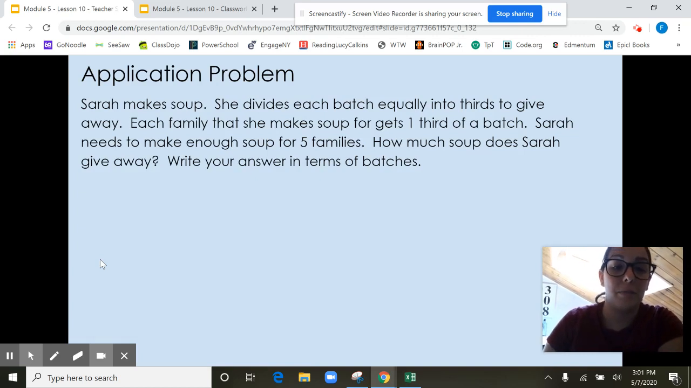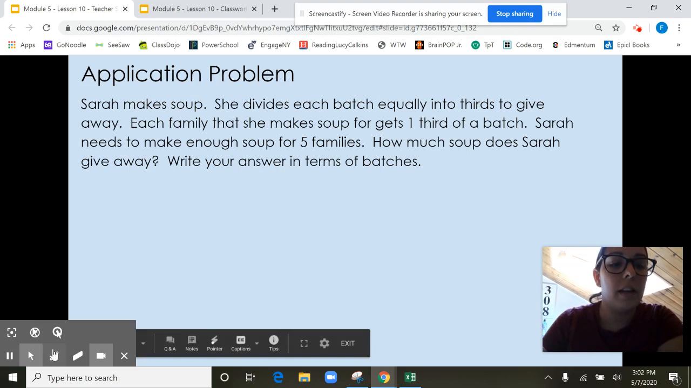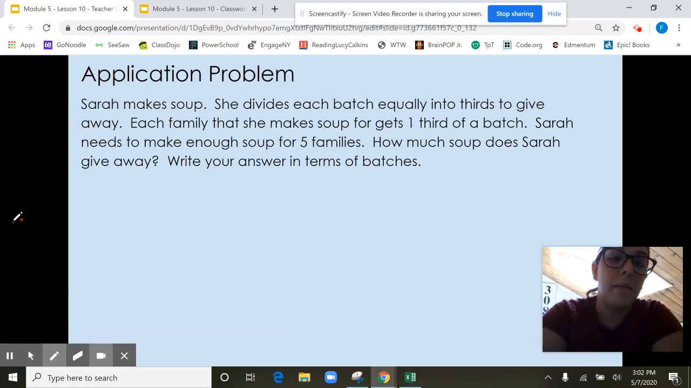Okay, so we're going to do this application problem. Make sure you get a paper and pencil so you can practice this. Make sure you pause the video when I finish explaining. Okay, so Sarah makes soup. She divides each batch equally into thirds to give away. Each family that she makes soup for gets 1/3 of the batch. Sarah needs to make enough soup for 5 families. How much soup does Sarah give away? Write your answer in terms of batches.